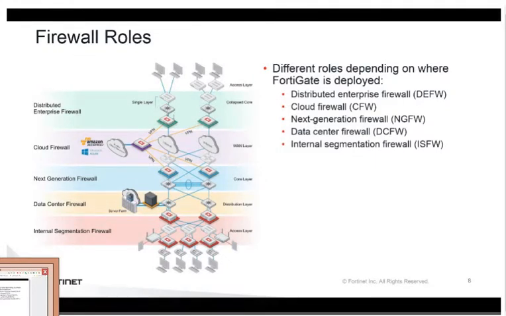In the Enterprise Firewall Solution, each FortiGate device has a specific role, depending on where it is installed and what assets it's protecting. In general, there are 5 roles: Distributed Enterprise Firewall, DEFW, Cloud Firewall, CFW, Next Generation Firewall, NGFW, Data Center Firewall, DCFW, Internal Segmentation Firewall, ISFW. In this lesson, you will learn about the DEFW, NGFW, DCFW, and ISFW.